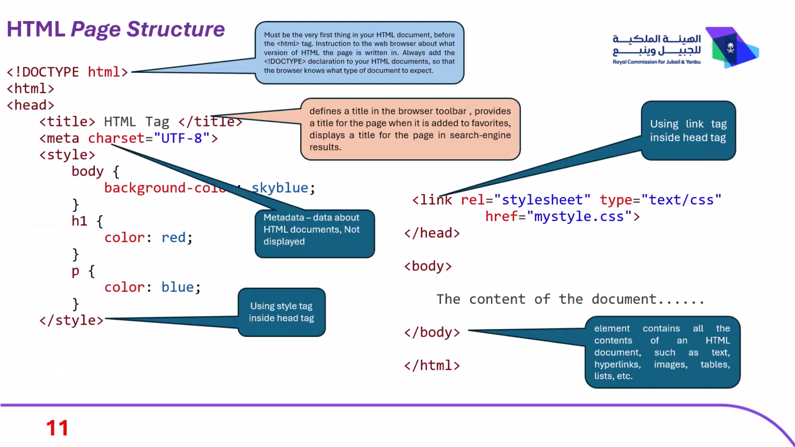A standard HTML page structure begins with the doctype and HTML tags. Inside the head, you can define the title, character set, and even include internal or external CSS styles to design your page. All the content you want users to see, text, images, and links, must reside within the body element.